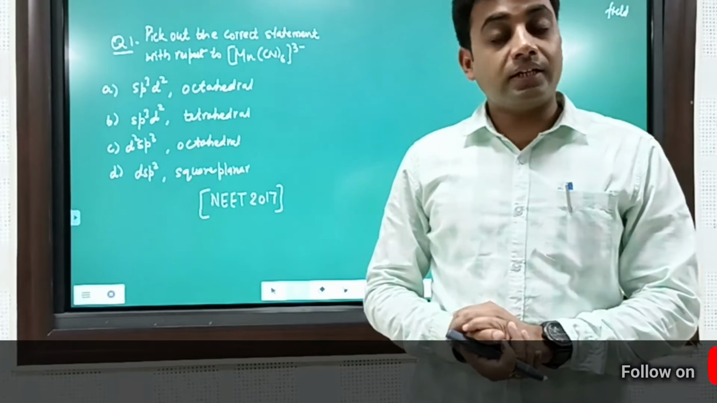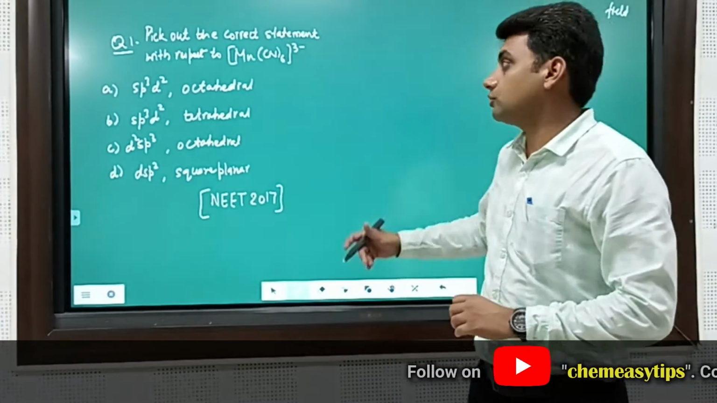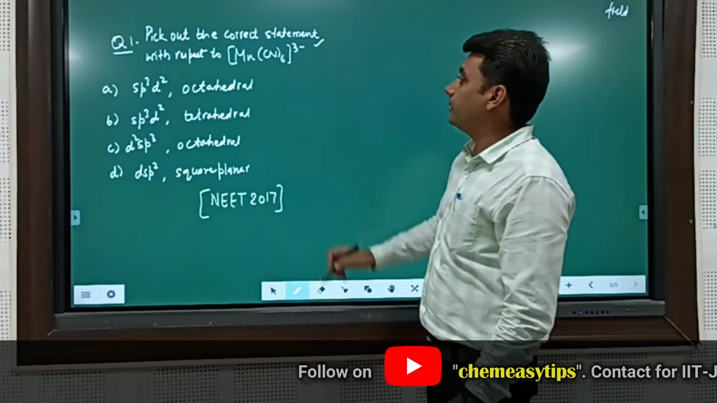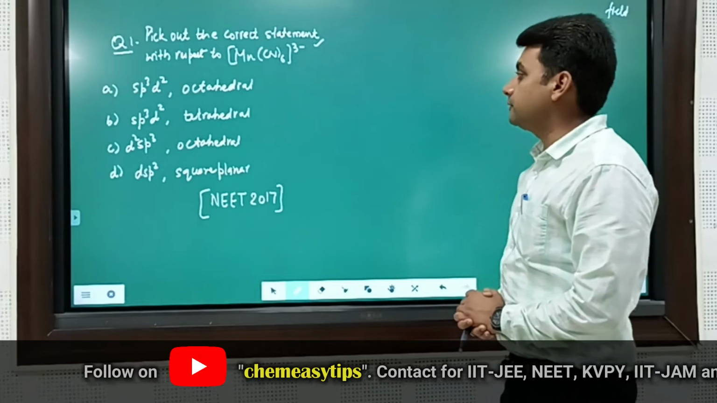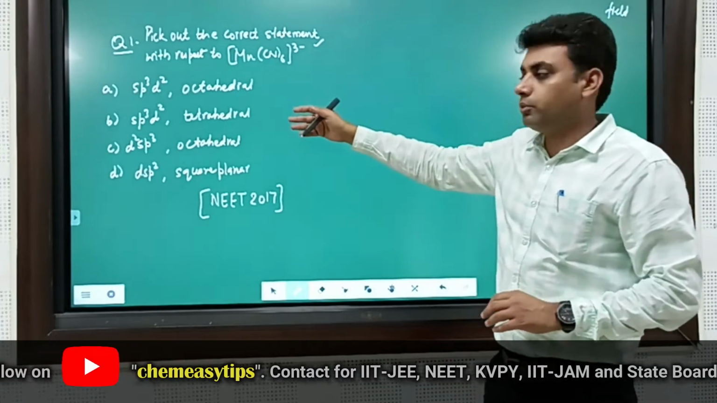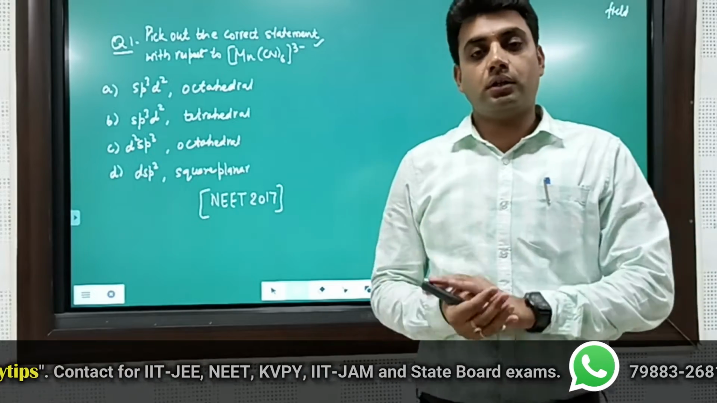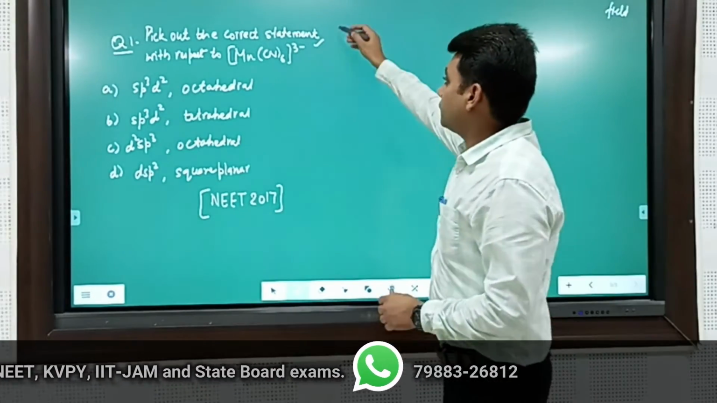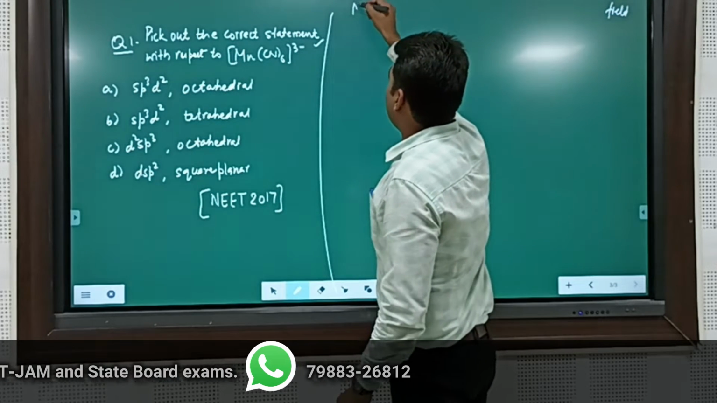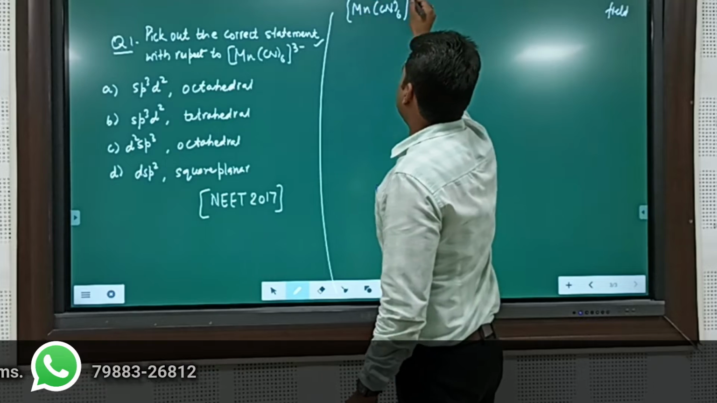Let us solve another question that appeared in the NEET examination from inorganic chemistry. The question is: pick out the correct statement with respect to the coordination complex of manganese, and we have four options. Before observing these four options, first of all we solve the statement for the complex, then we will compare it. So first is the manganese complex, manganese CN6, that is 3 negative.